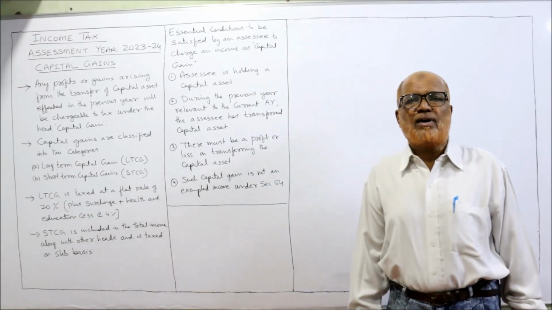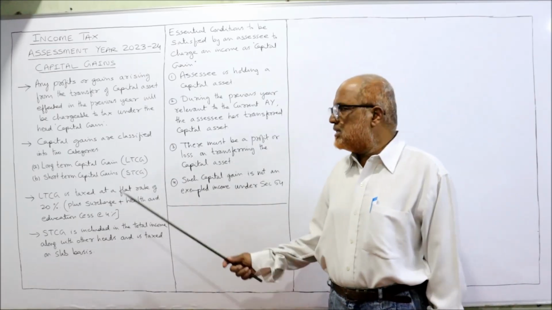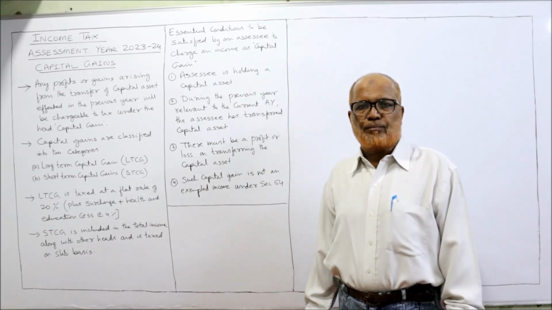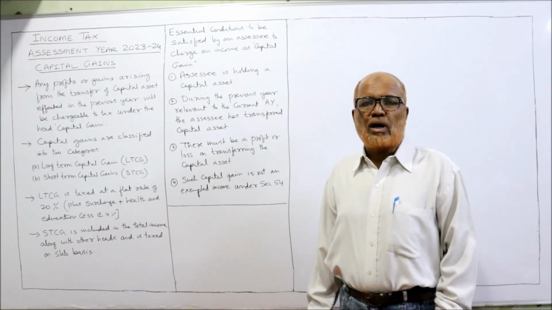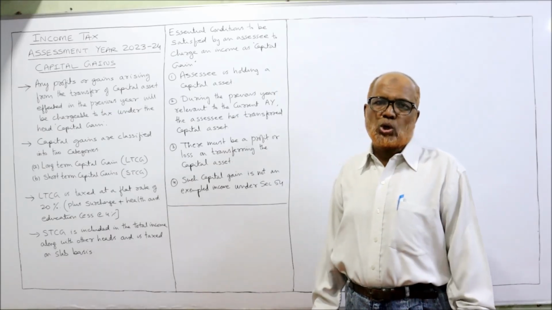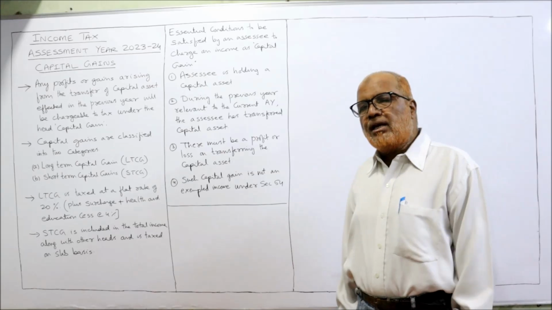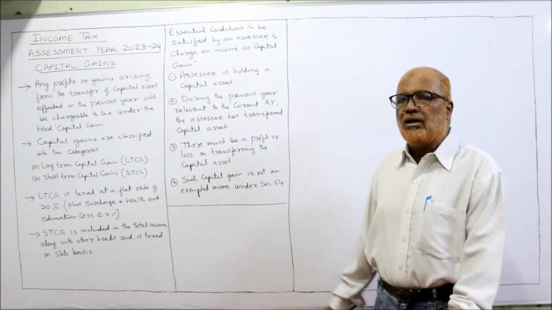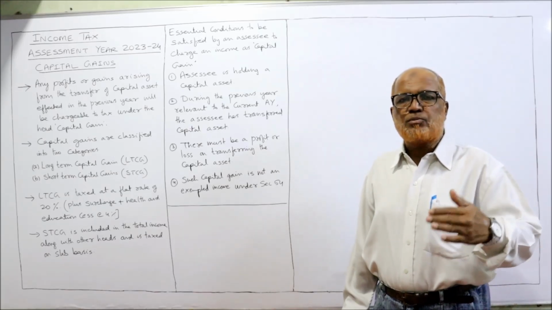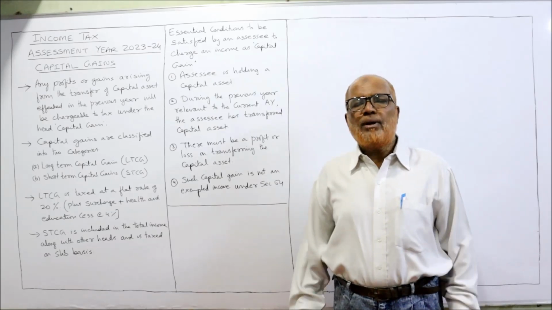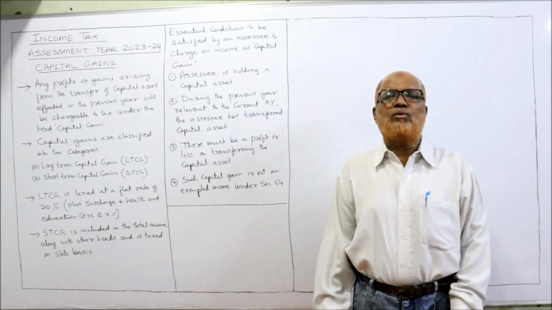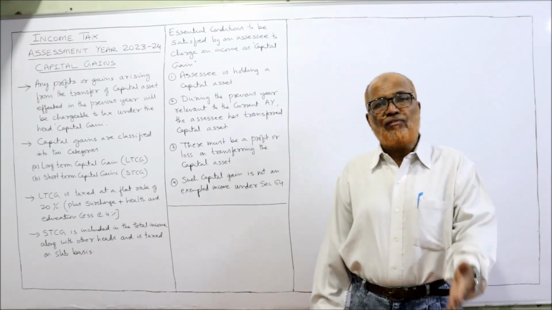Capital gains are classified into two categories, LTCG and STCG: long-term capital gain and short-term capital gain. In this video and the coming video, I am going to explain elaborately what is long-term and what is short-term capital gain. Long-term capital gain is taxed at a flat rate of 20%. This point you must remember beforehand. There are many exceptions and differences, but normally long-term capital gain is taxed at a flat rate of 20% plus surcharge, if any.